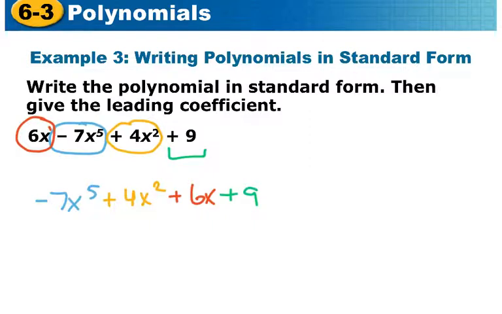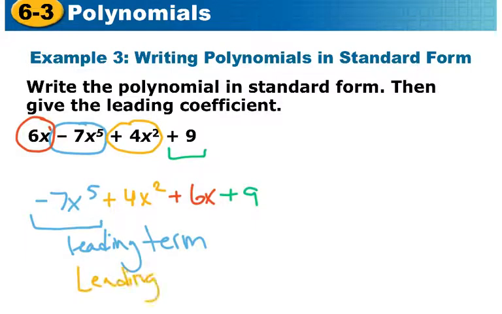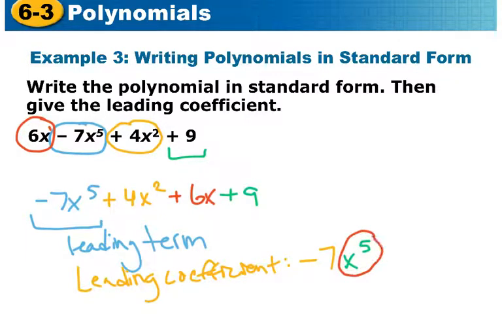They want us to give the leading coefficient, and so in order to get the leading coefficient, this is our leading term. And so the leading coefficient is the number that's way out front, negative 7. Don't include the x to the 5th, okay, because that's not the leading coefficient, that's the leading term. We don't want the x to the 5th part, it's just negative 7.